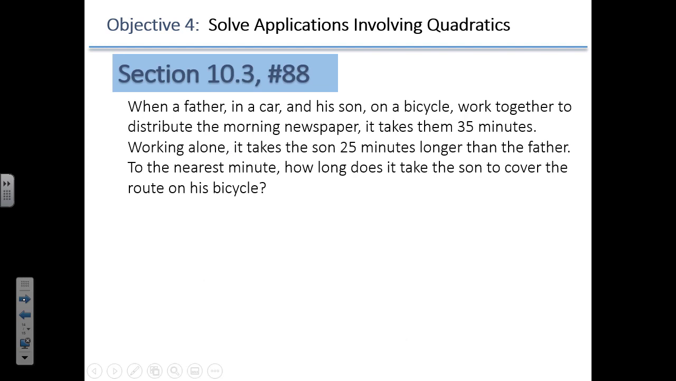Okay, let's finish this up by doing a work problem like those we did earlier in this semester. When a father in a car and his son on a bicycle work together to give out the morning newspapers, it takes them 35 minutes. If they work alone, it takes the son 25 minutes longer than it would take the father since he's on a bike. Let's figure out to the nearest minute how long it would take the son to do the job on his own.